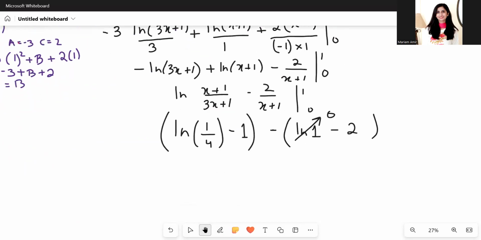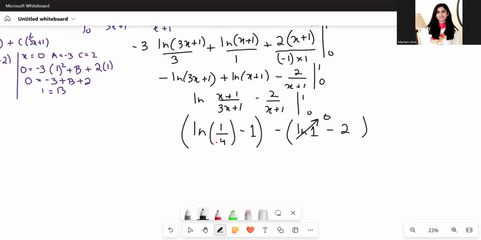So we are getting ln (1 by 4), which can now be split into ln 1 minus ln 4. Then we have a minus 1, then we have a plus 2. This is also a 0. So I'm getting 1 minus ln 4.